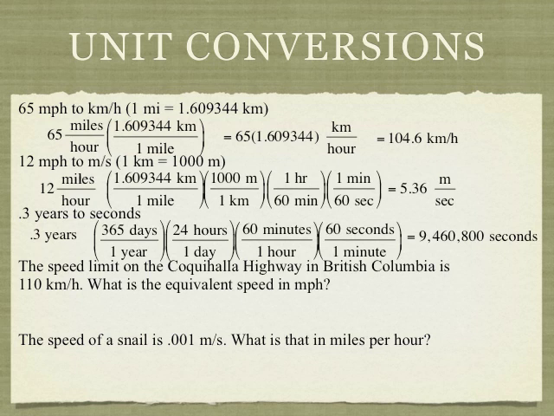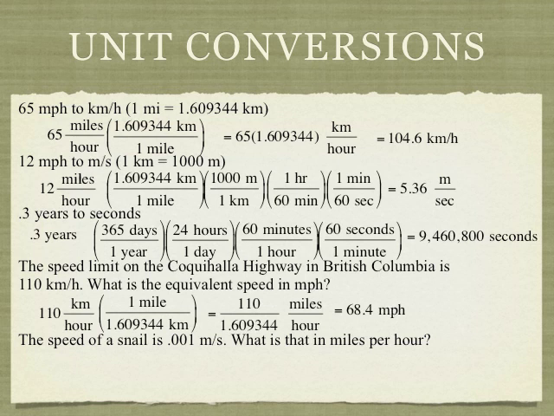Okay, the speed limit of that highway in British Columbia is 110 kilometers per hour. What is the equivalent speed in miles per hour? Okay, now I know that 1 mile is 1.609344 kilometers. This time kilometers is on the bottom. Why? Okay, good. It's on the bottom because it's on the top in that first thing. I need those units to cancel. 1 mile is equal to 1.609344 kilometers. I've just multiplied by 1 in that set of parentheses, but I put the kilometers on the bottom so that they'll cancel and I'll get the units I want. So that gives me miles per hour, 68.4 miles per hour.